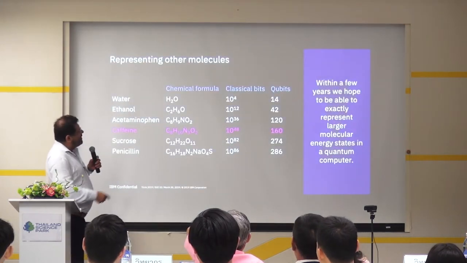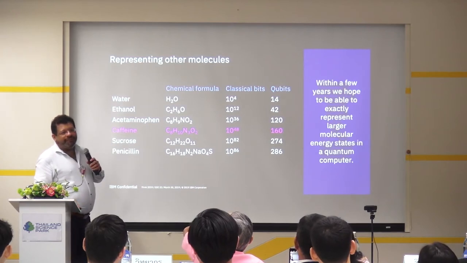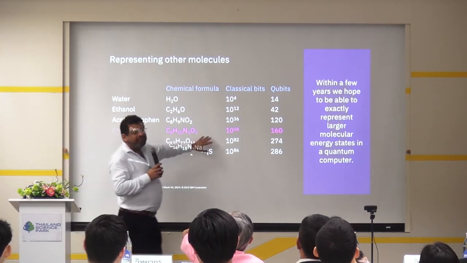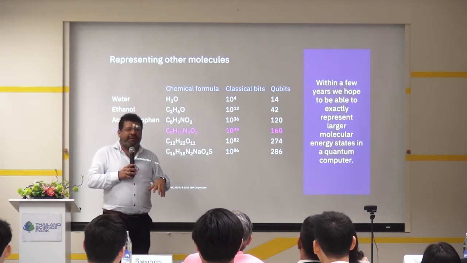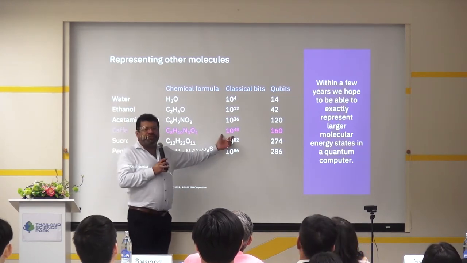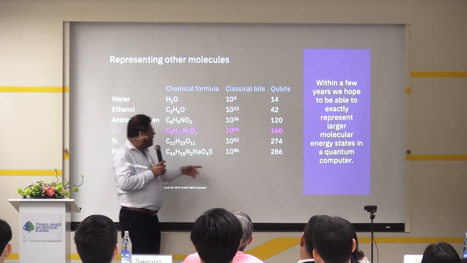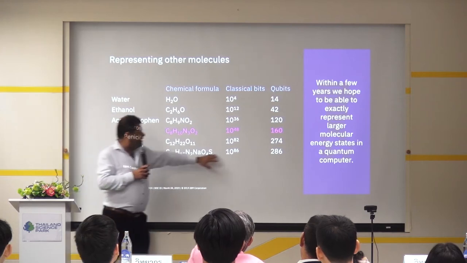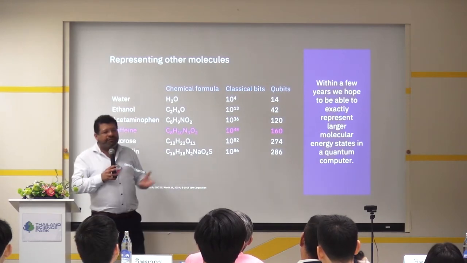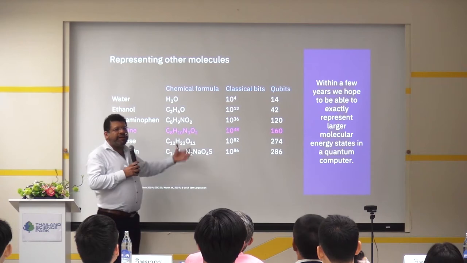So just to give you an idea, 10 to the power of 48. To give you an idea of how large that number is, that's about 1% of all the atoms on this planet, right? So clearly we cannot build a machine with that many bits. It's just impossible. And that's just for representing caffeine. If you look at things like penicillin, 10 to the power of 86. So it's a very, very large number of bits, and it's hard to do that at that particular size.